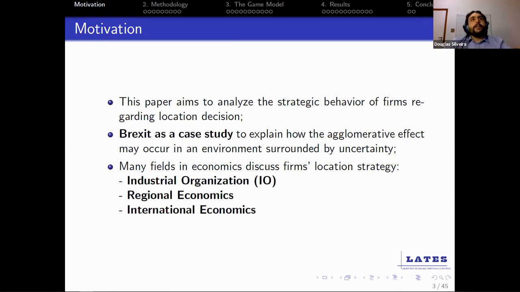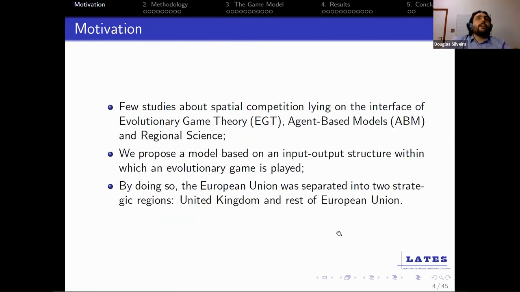We are aware that this discussion belongs to many fields in the economic literature, such as industrial organization topics, regional economics, and also international economics. But despite that, we have few studies about spatial competition lying at this interface of evolutionary game theory, agent-based models, and regional science. And that's what we are trying to combine here, to put these three different approaches together in the same framework. So we are proposing a model based on an input-output structure within which an evolutionary game will be played.